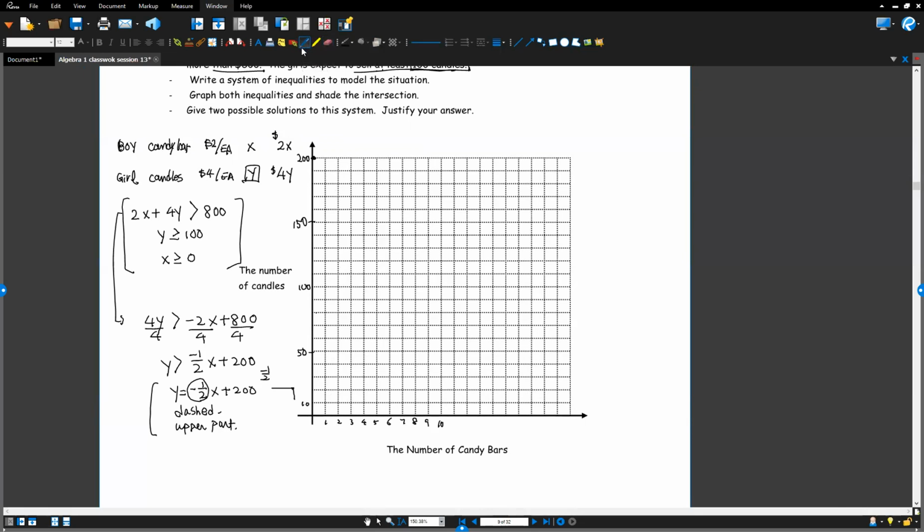So we're going to substitute the x value of the next point over here, okay? To find y, an even number for x is better, okay? When x is 2, what is y? Y equals negative 1 over 2 times 2 plus 200. That's 199, right? 199 now. Wow, that is very small.